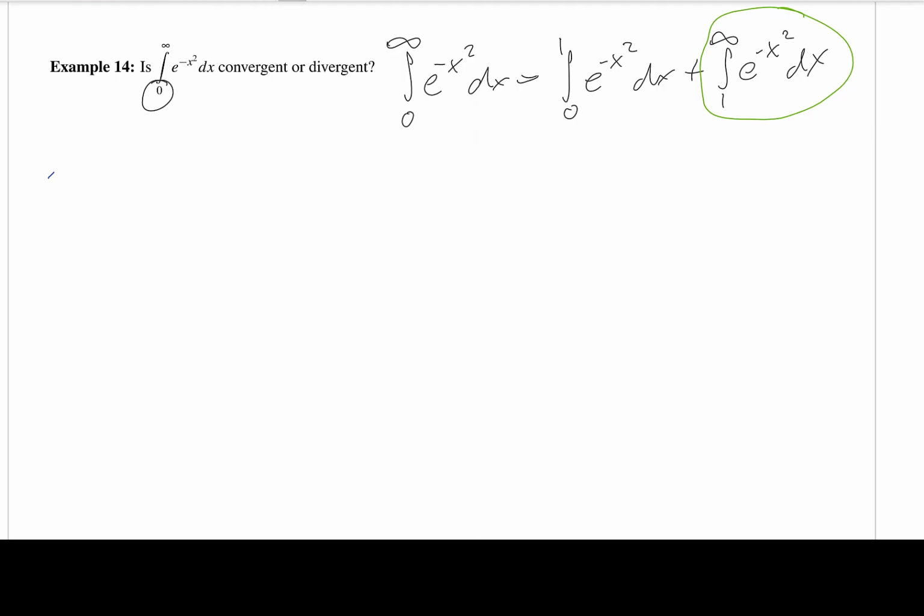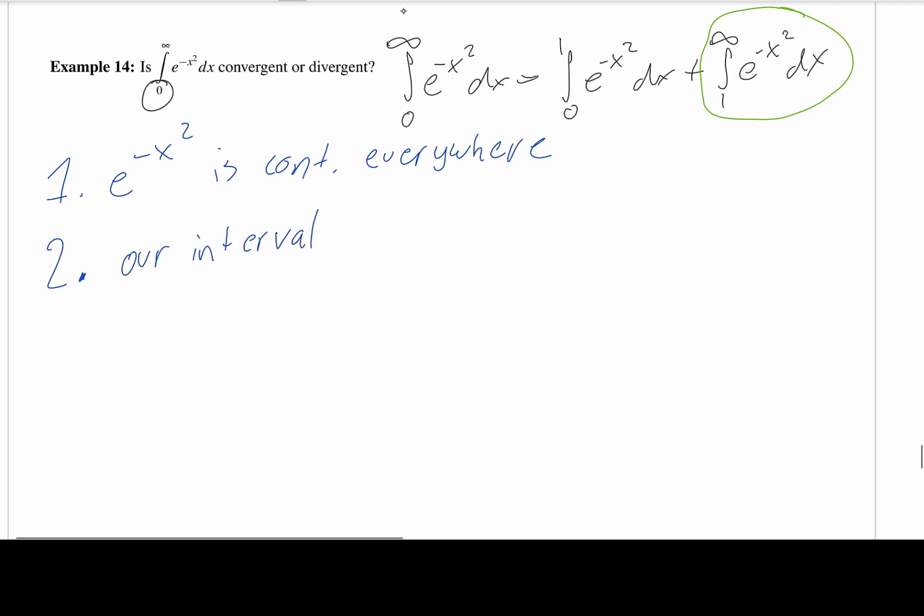So let's see. Step 1. E to the negative x squared is continuous everywhere. Step 2. We need to find a comparison function. Alright, now what I want to notice is that our interval is from 1 to infinity.